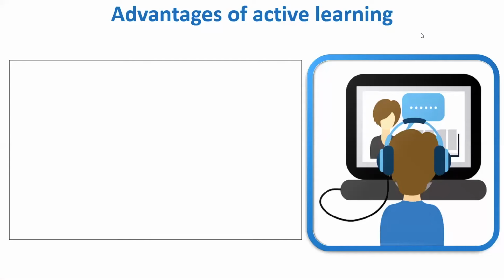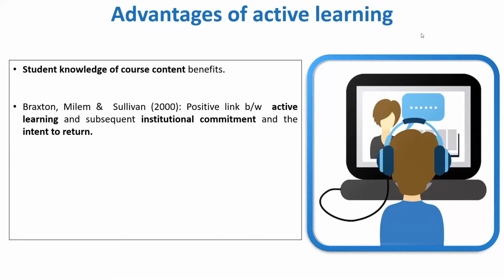Let us now move further. Some more advantages of active learning. Because students are thinking for themselves, when we use active learning strategies, naturally their knowledge of a topic increases. Braxton, Millam, and Sullivan also found a positive link between active learning on one hand and institutional commitment on the other hand. So institutes where students were experiencing active learning were more committed to their institutes. And they also had a stronger intent to return to the institute in the next semester. So where we use active learning strategies in our classrooms, it enables our students to bond to the institution in general.